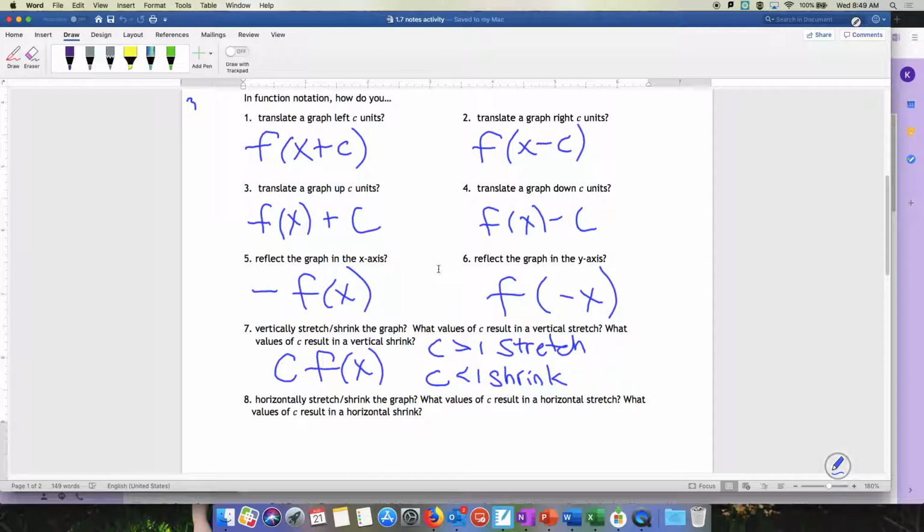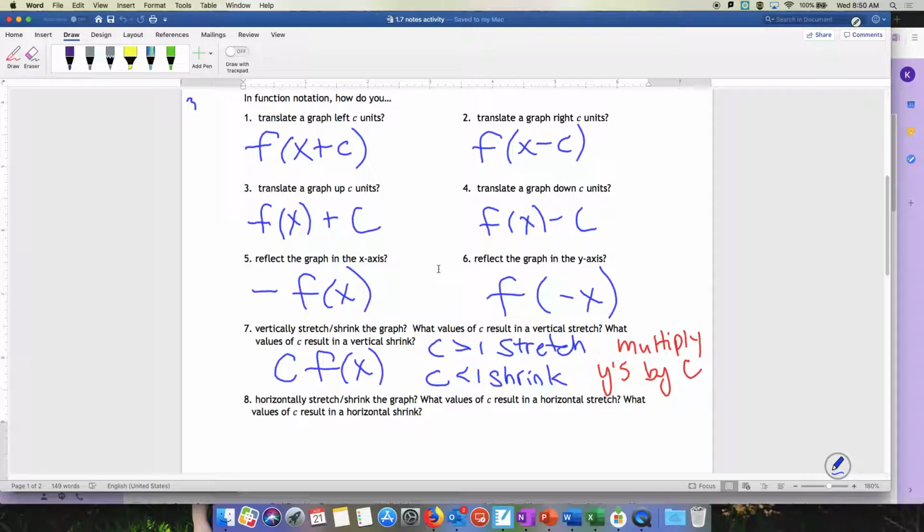Okay. When we apply this, you're going to want to multiply your y values by c. Okay, so if you have a parabola and it's 2x squared, all of your y values from your parent function get doubled. Okay, if you have 3x squared, you take all of your y values and you multiply them by 3. Okay, all right, horizontal stretch and shrink.